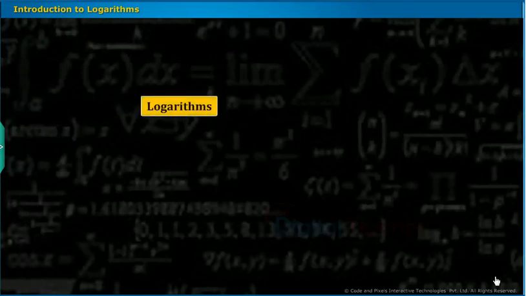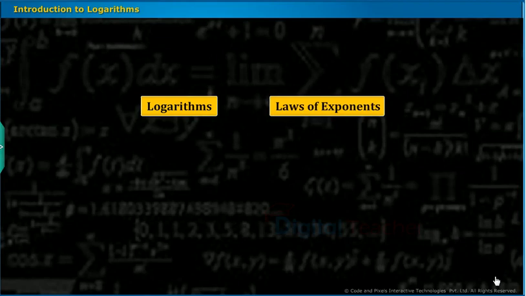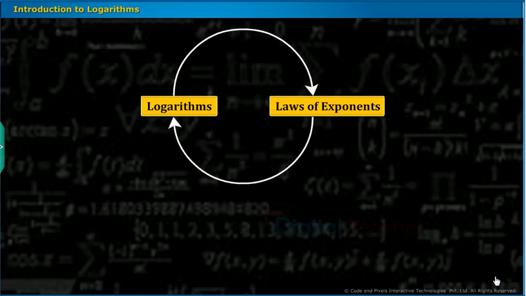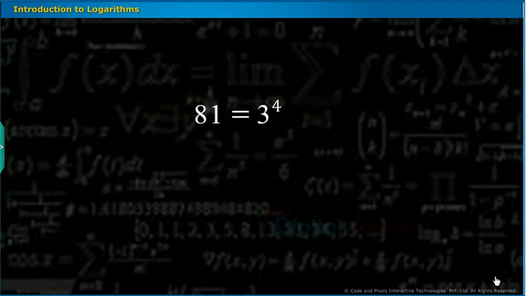Before going to learn about logarithms, we need to recollect laws of exponents. This is because logarithms and laws of exponents are closely related, and in order to understand logarithms, a good knowledge of laws of exponents is required. For example, in the given expression, 4 is called the power or exponent, 3 is called the base.